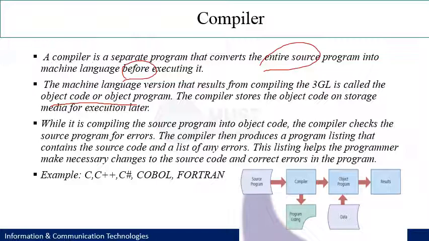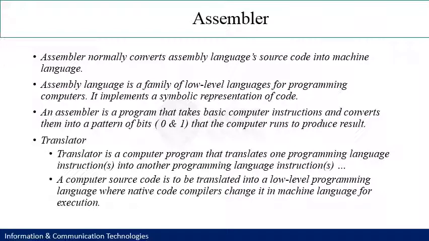Examples of languages using compilers are C, C++, C Sharp, COBOL, Fortran, Java, etc. Another component, which is used by low-level or medium-level languages, is the assembler. An assembler normally converts assembly language code into machine language. Assembly language is a family of low-level languages for programming computers. It implements a symbolic representation of code. An assembler is a program that takes the basic computer instructions and converts them into patterns of bits, zeros and ones, that the computer runs to produce results.